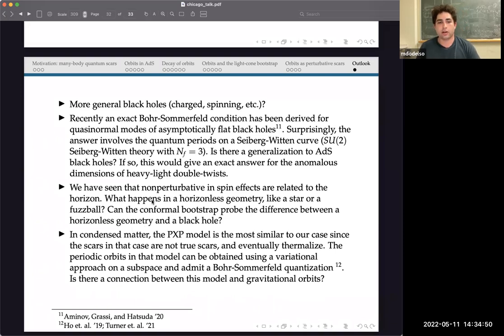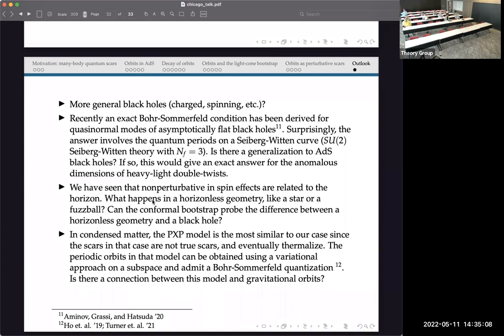Another question is, these non-perturbative spin effects exist because of the black hole horizon. But what if we're not in a geometry with a horizon? Instead, we have a star or a fuzzball. Can we see this in the boundary theory? That would be interesting.